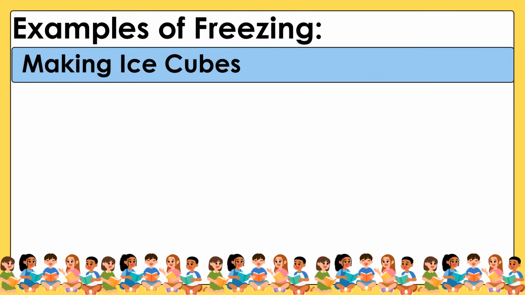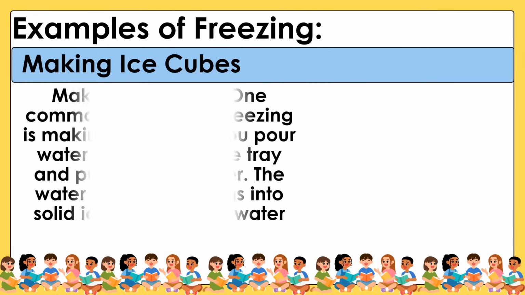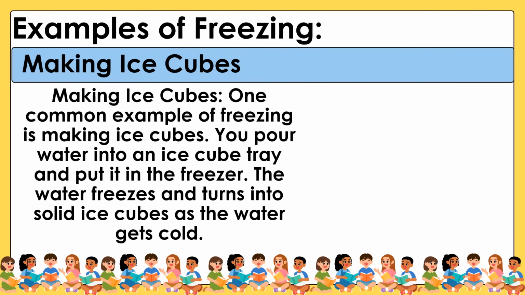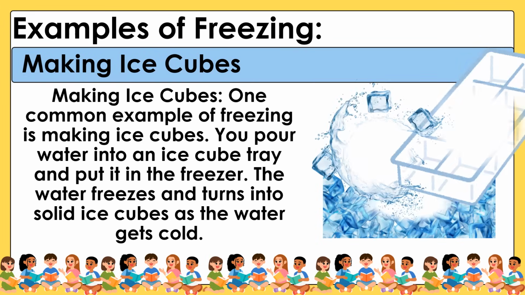And here are the examples of freezing. Making ice cubes. One common example of freezing is making ice cubes. You pour water into an ice cube tray and put it in the freezer. The water freezes and turns into solid ice cubes as the water gets cold.